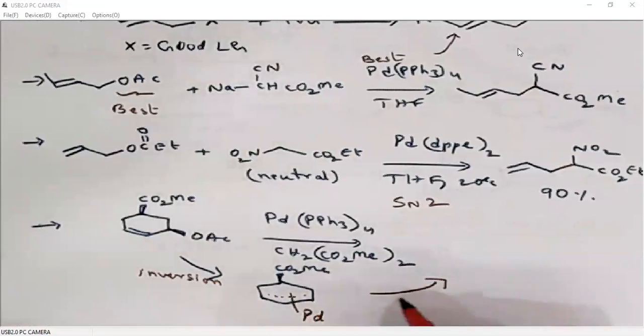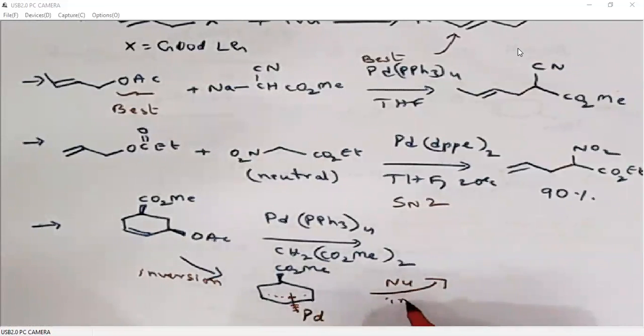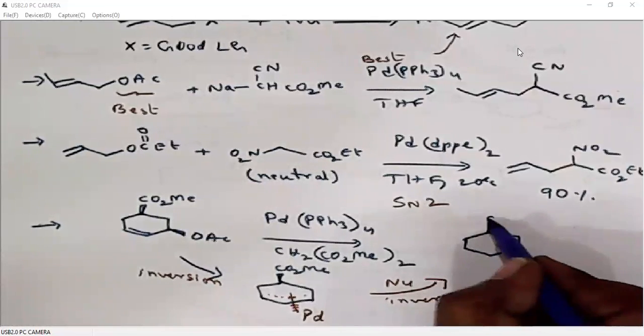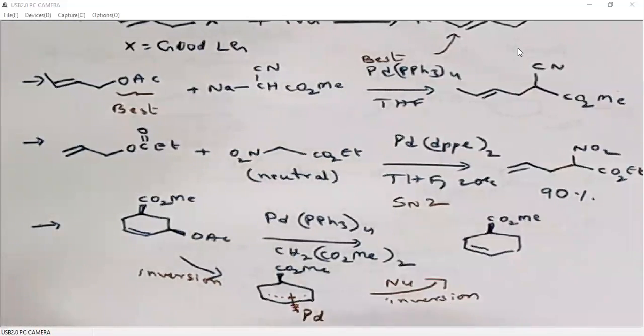And then the nucleophile comes. Of course, the nucleophile will also approach this molecule from the plane opposite to the palladium. Say for example, here OAc is above the plane, so palladium must be below the plane. Then the nucleophile approaches this molecule from above the plane. So again we will observe inversion of configuration. So that means in the Trost-Tsuji reaction, we observe inversion of configuration two times. As a result, the overall reaction is retention of configuration.